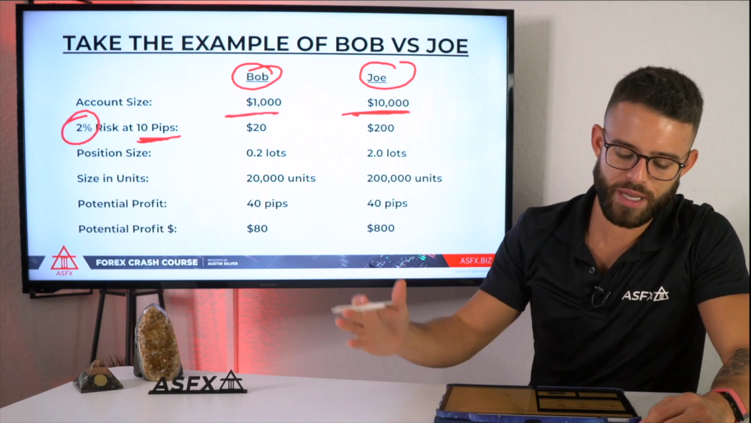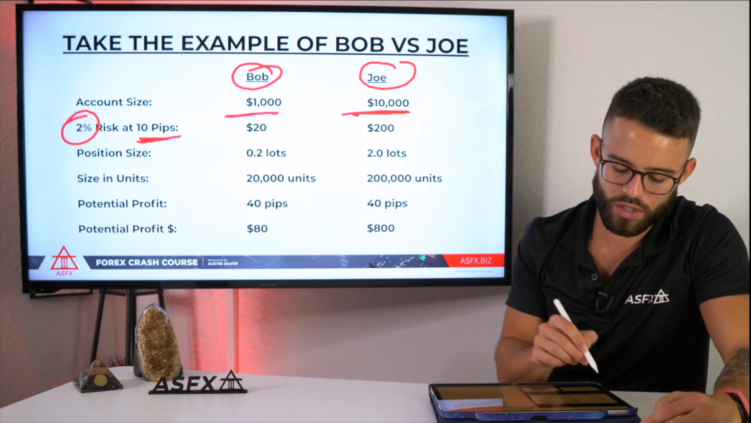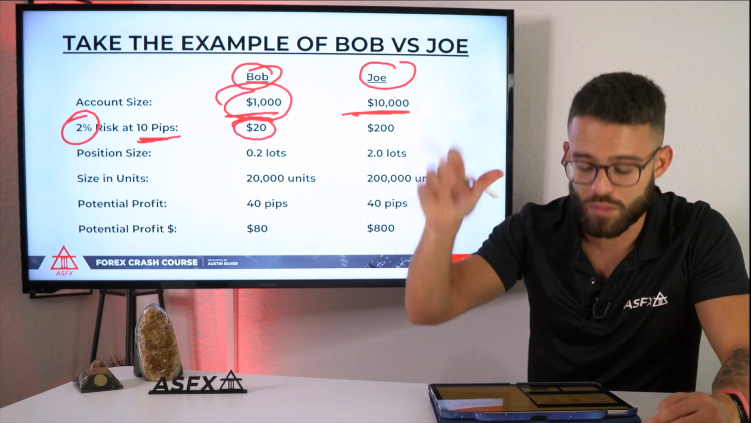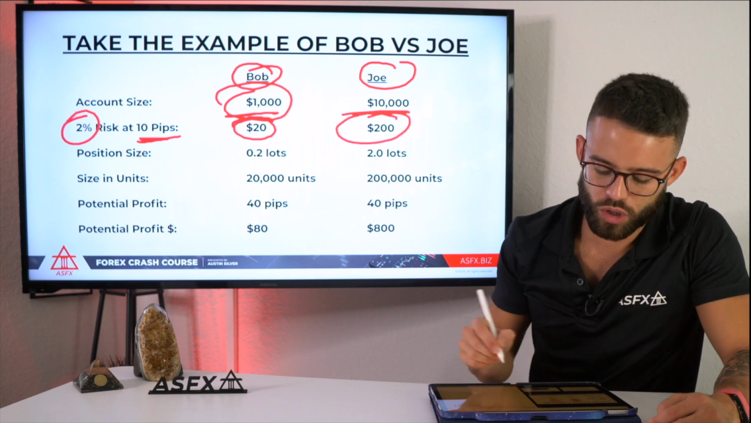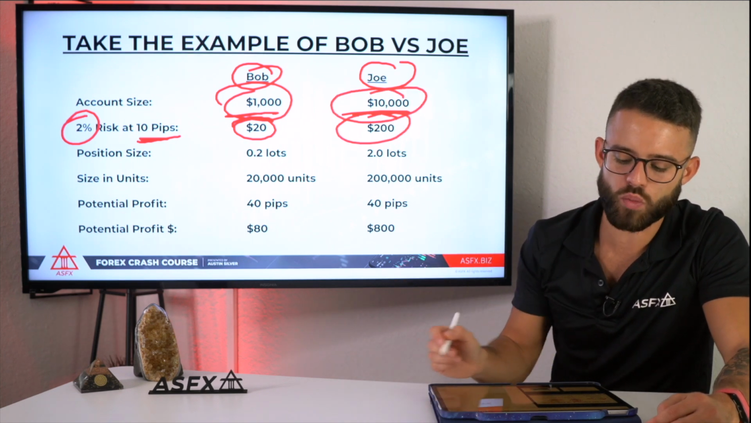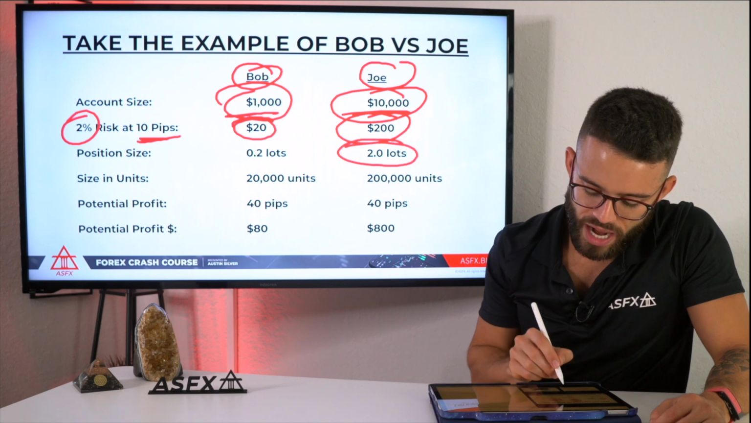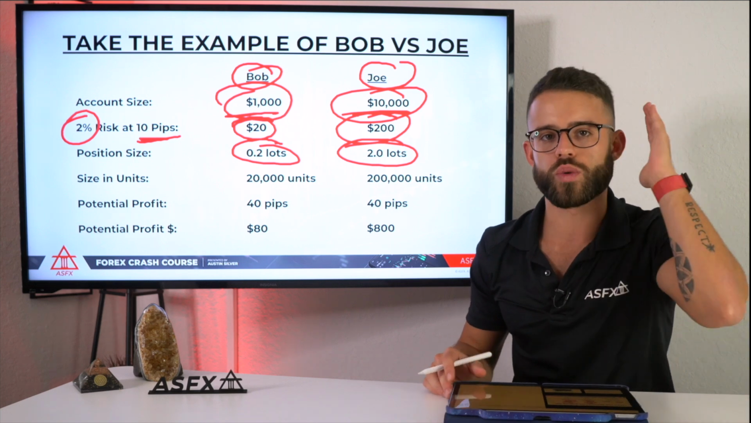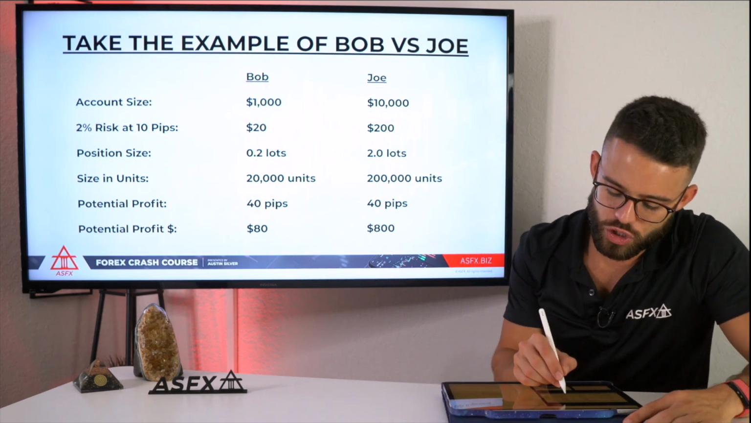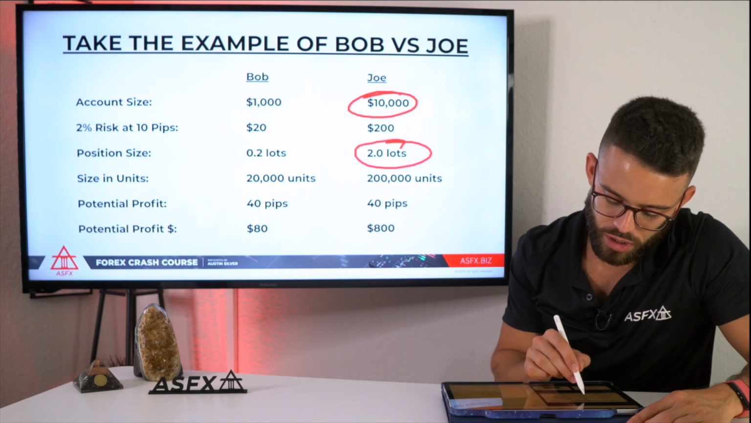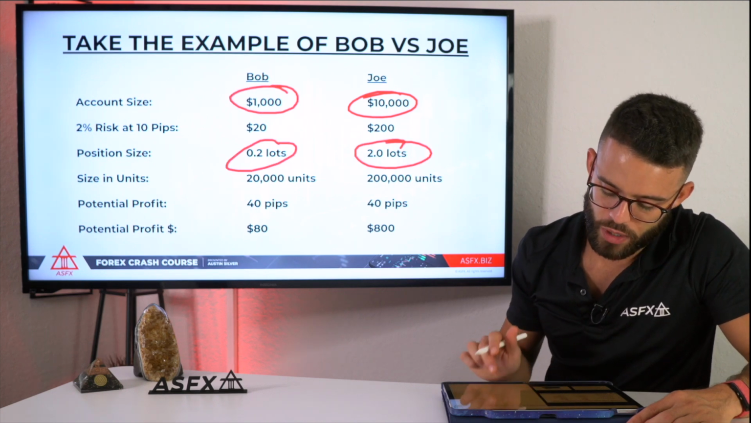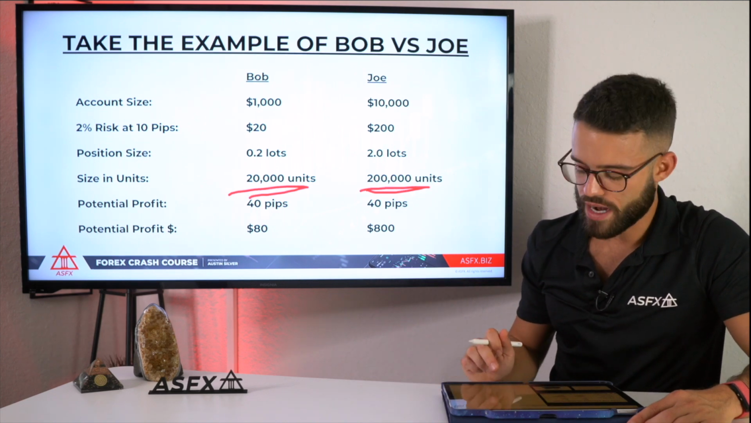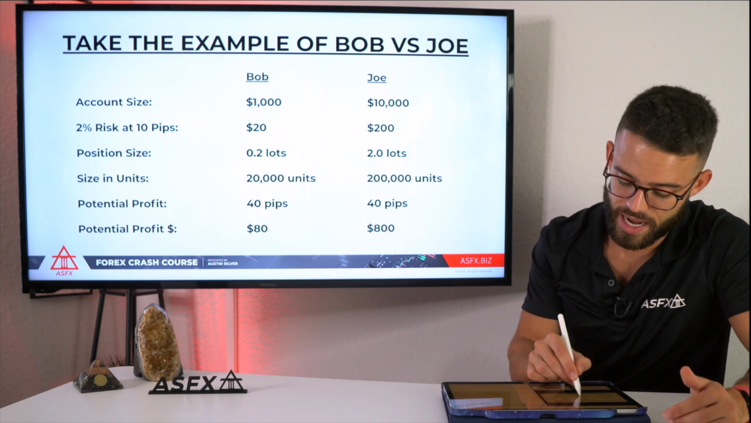So these guys have a 10 pip stop loss in. A 10 pip stop loss at 2% risk of Bob's account is only 20 bucks. That same 10 pips of movement with the stop loss there is going to be worth $200 for Joe, because he has more money in his account. So he's going to trade 2 standard lots versus Bob, who is only going to trade 0.2 lots. Same trade, same analysis, they see the same thing, but because Joe has more money, he's going to have a bigger position, the 2 lots versus the 0.2 lots. In units, that's 200,000 units versus 20,000 units. The potential profit on this trade, because they're looking at the same trade, it's the same, 40 pips.